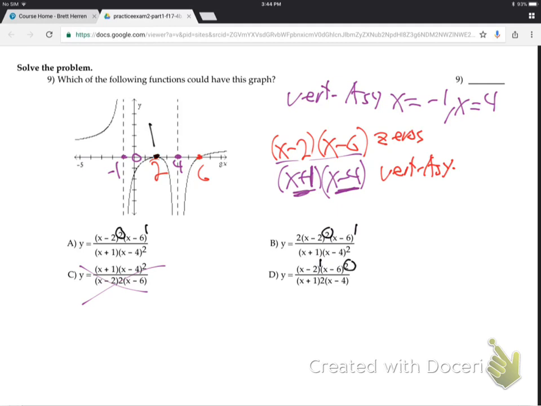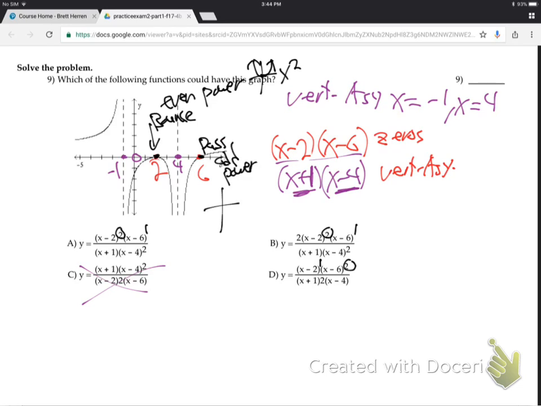Well, this point is a bounce. What does it mean when the graph bounces? That's even power. Remember, like x squared, even power bounces. And this is a pass-through, which means it's odd power. Remember, odd powers like x cubed pass through. So that means at 2, it's an even power. So which one of those has got even power at 2? It's got to be a 2 power on the 2 and like a 1 or some other odd number on the 6, because the 6 is odd and the even is what's happening at 2, because it bounces there. So which one has a 2 power and a 1?